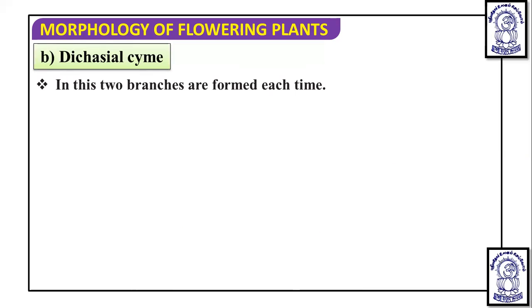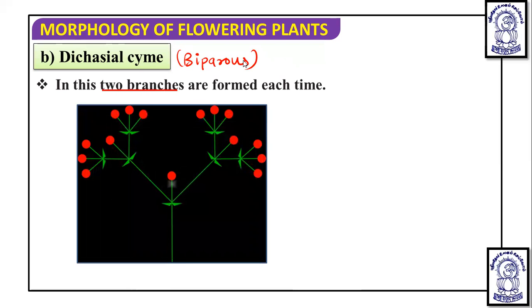biparous or dichasial cyme. So this dichasial cyme is also known as biparous cymose inflorescence. So we can understand here this is a main peduncle which is terminated into a flower, and the two little branches originate from its base that also terminate into a flower, so it is a dichasium.